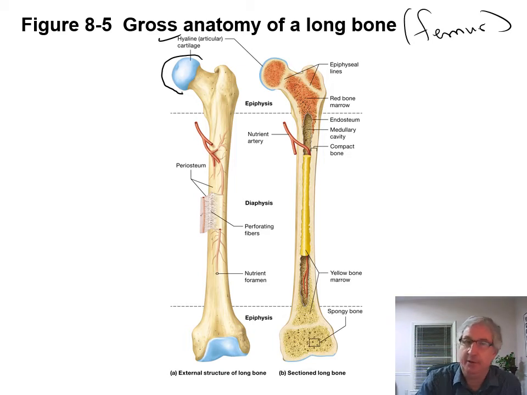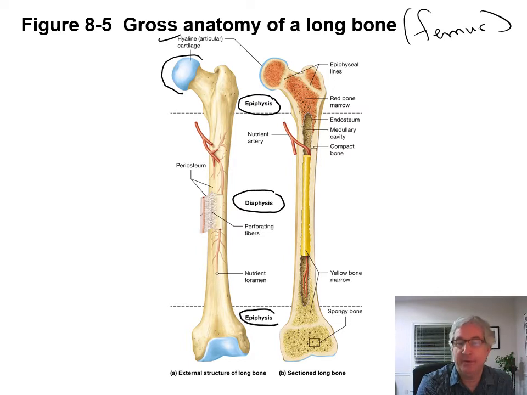It's called the acetabulum. And the end of the bone is called the epiphysis. The middle of the bone is called the diaphysis. And the other end of the bone is called an epiphysis as well. Where the epiphysis and the diaphysis come together, this part right here, is called the metaphysis.